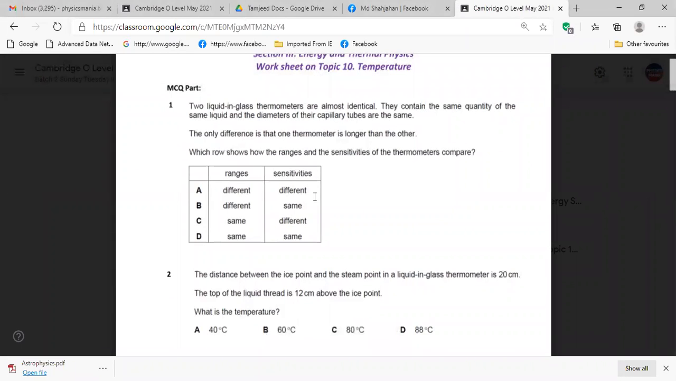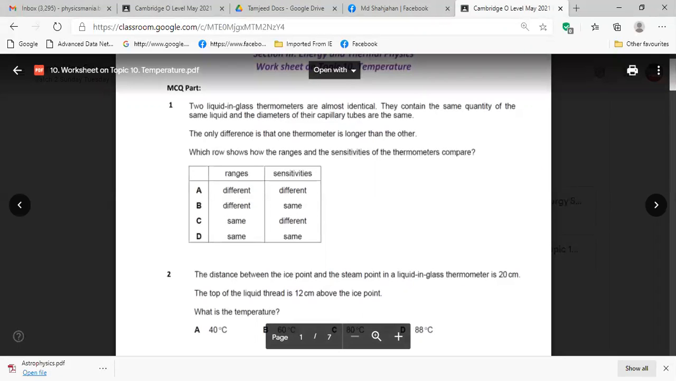So their sensitivity is the same, right? Yes, sir. And their range is different, isn't it? Their range is different, but the sensitivity is the same. Range will be more, right? As one is longer than the other one.